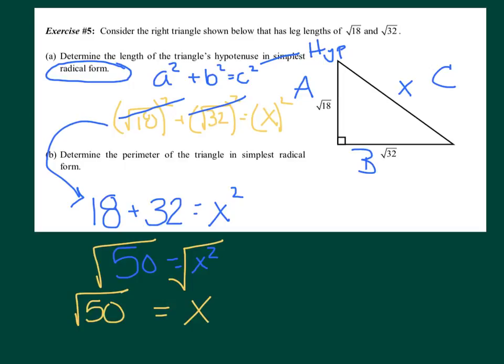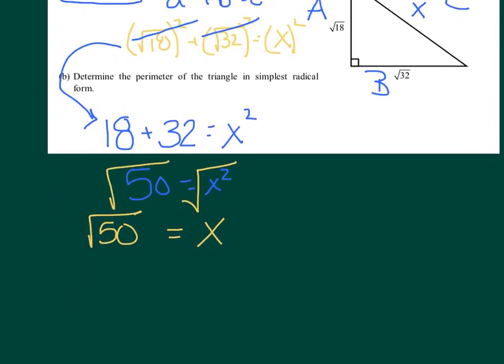Now if I stop there, I'm only going to get 1 out of the 2 points because it says in simplest radical form. So simplify your radical. What times what gets you 50? 25 times 2. And the square root of 25 is 5. So x equals 5 radical 2.